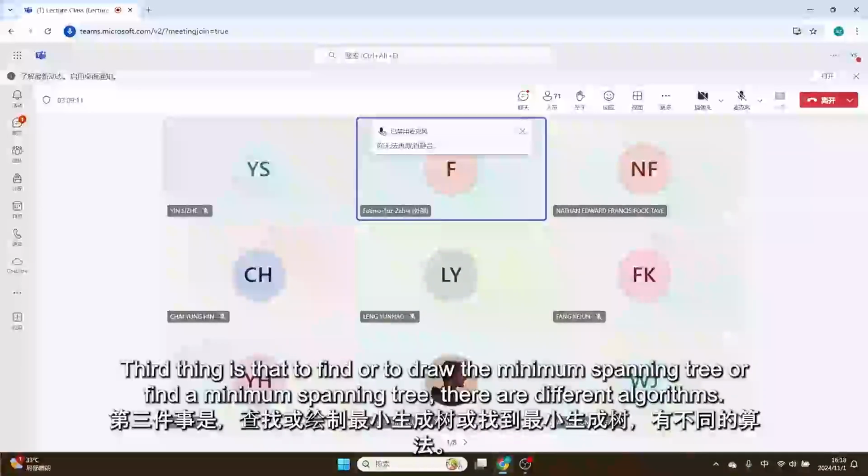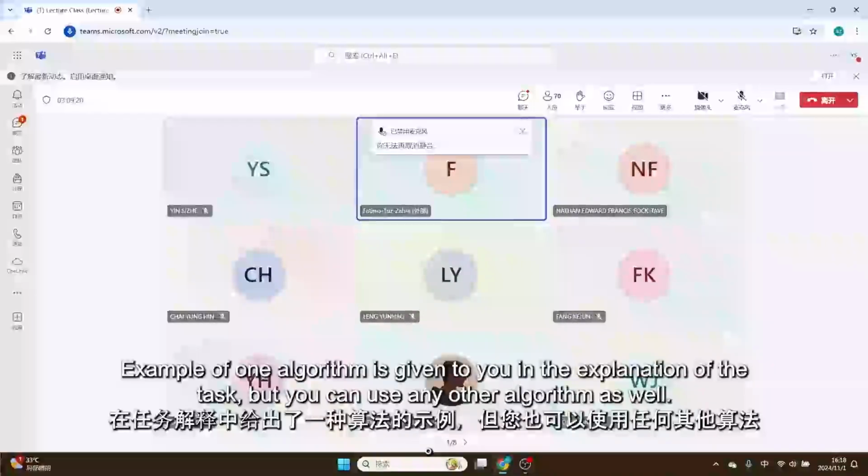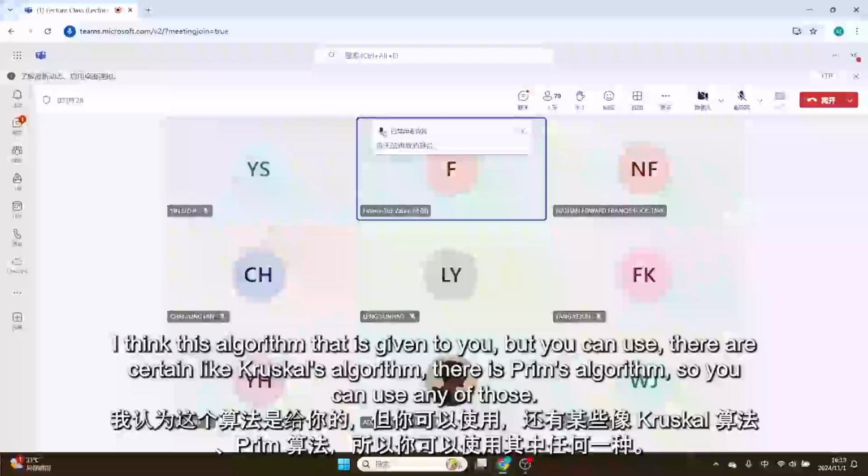The third thing is that to draw the minimum spanning tree or find a minimum spanning tree, there are different algorithms. An example of one algorithm is given to you in the explanation of the task, but you can use any other algorithm as well. There is Kruskal's algorithm, there is Prim's algorithm, so you can use any of those.